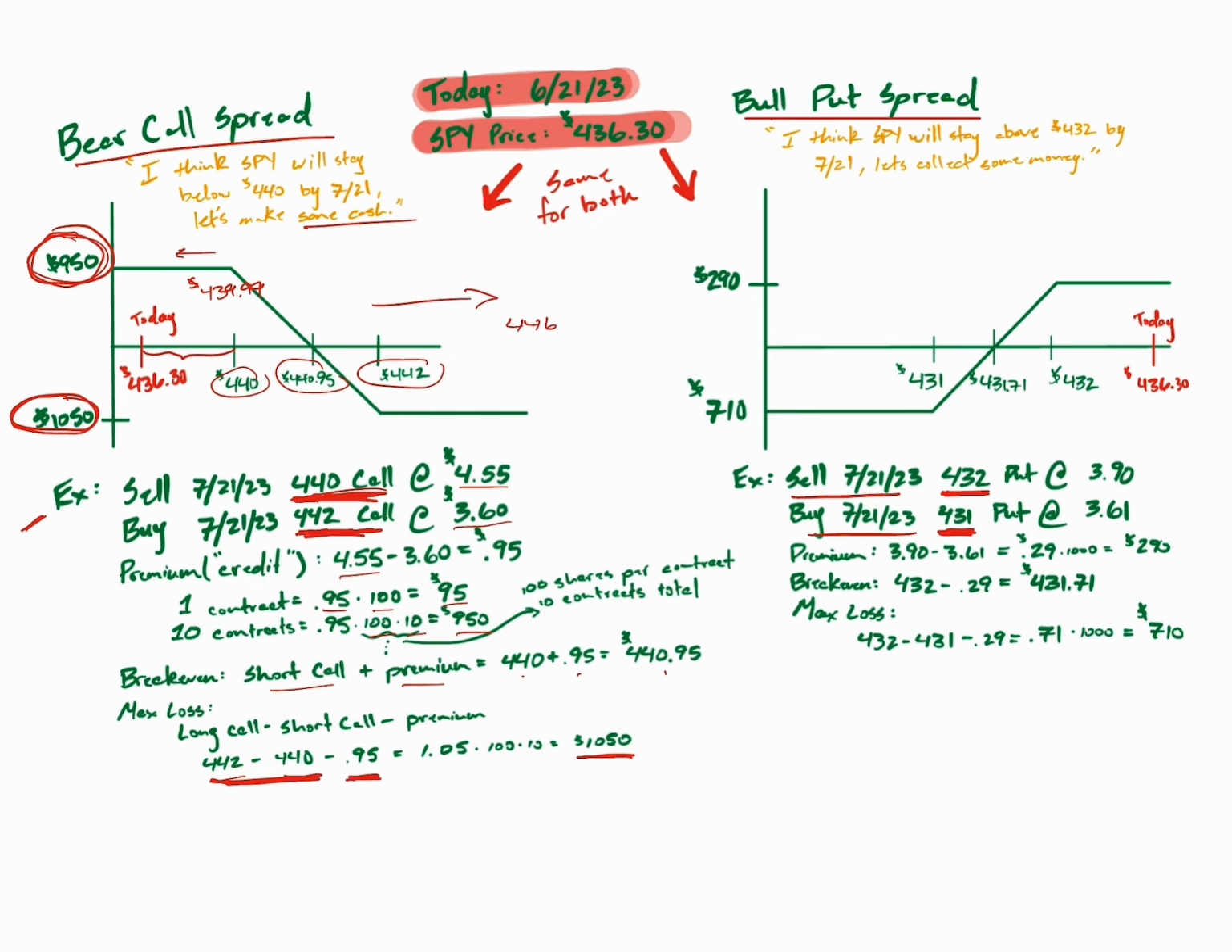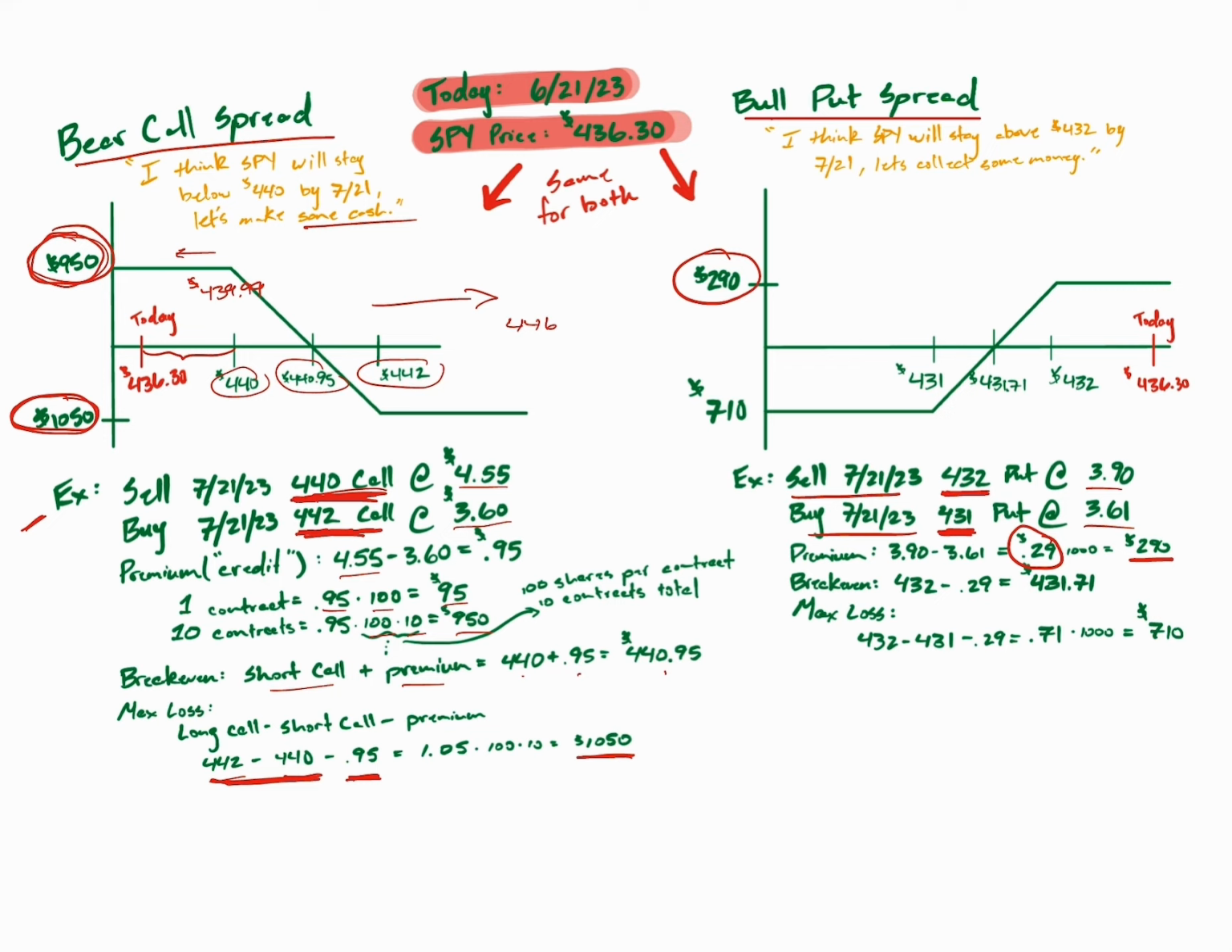So same thing on the premium. I get 390 here, but I had to pay 361 for this guy. So I get 29 cents. And again, I'm multiplying that by 100 shares times 10 contracts. So I get 290 bucks there. That's where this max profit comes from.